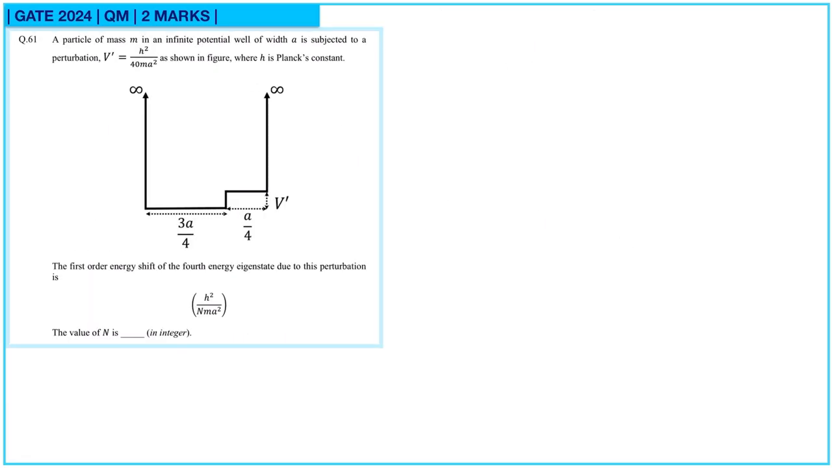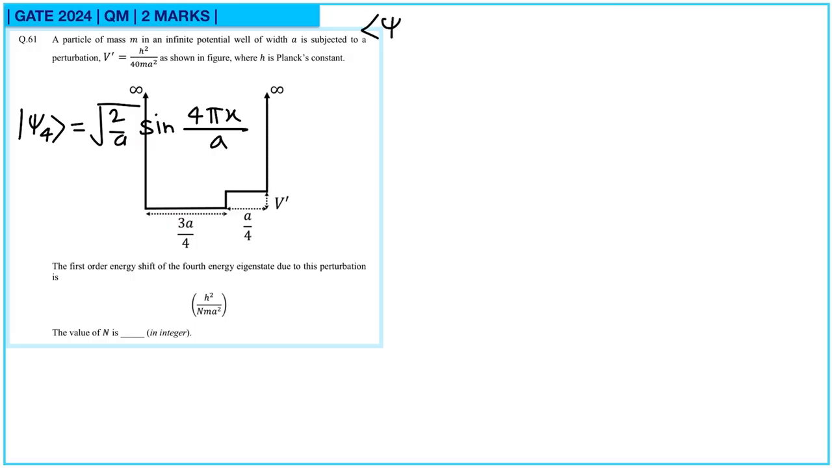Next question. A particle of mass m in an infinite potential well of width a is subjected to a perturbation V' equal to ħ² upon 40 m a², shown in the figure, where ħ is the Planck's constant, and this is the perturbation part. The first order energy shift of the fourth energy eigenstate due to this perturbation is? Now what will be the fourth state, psi 4? This is equal to under root 2 by a, and then we have the function sine of 4 pi x by a, and this is H dash.